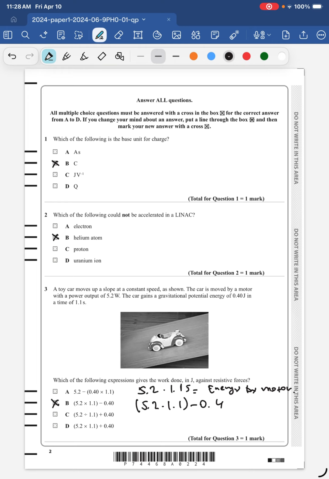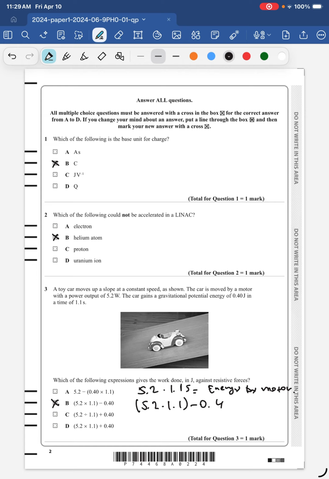Okay, so let me mention one thing that comes up over and over again in these types of multiple choice questions. For example, in these options over here, option C is totally wrong because you have watts divided by seconds. Okay, so that will give you joules over seconds squared. So option C is erroneously wrong in this case. Okay, and then option D is also very wrong, let's say, because you are adding the gravitational potential energy to the energy given by the motor, so that doesn't make any sense.